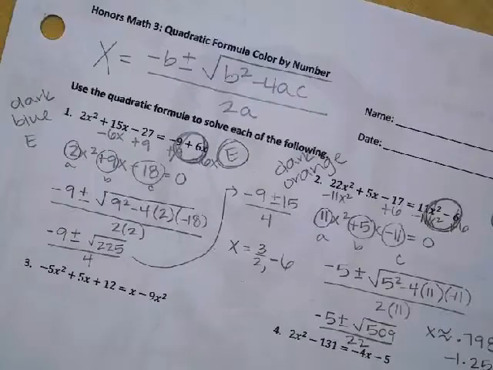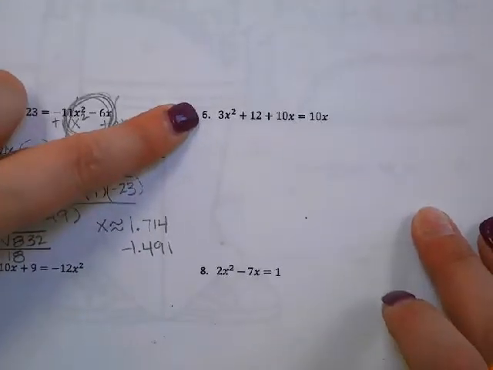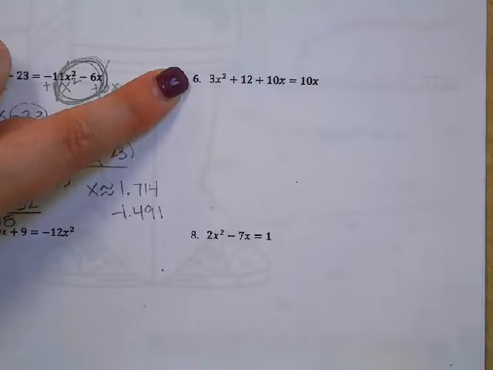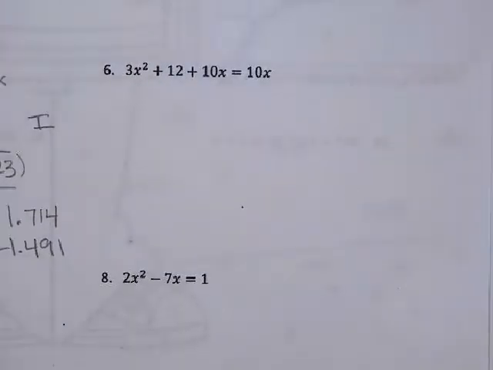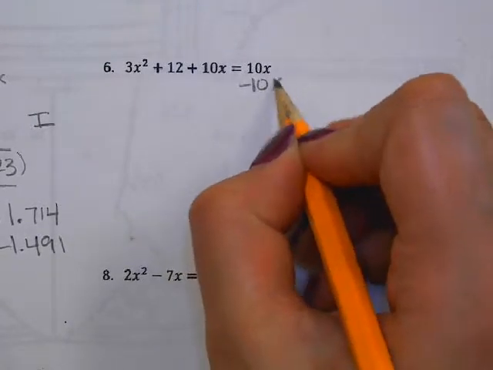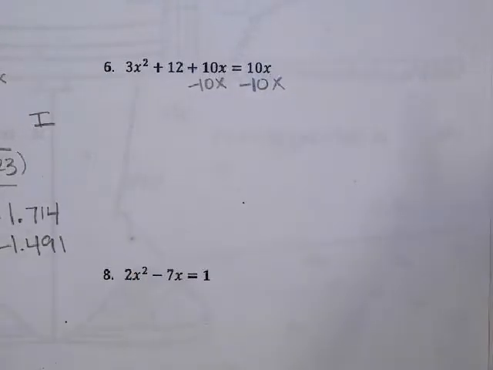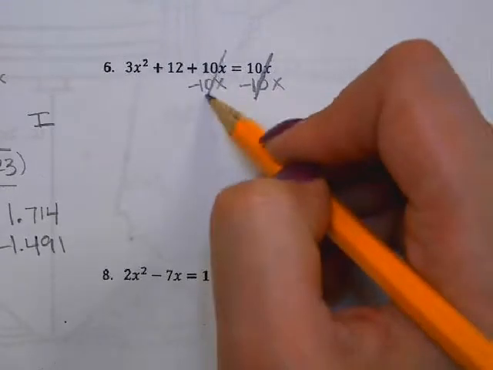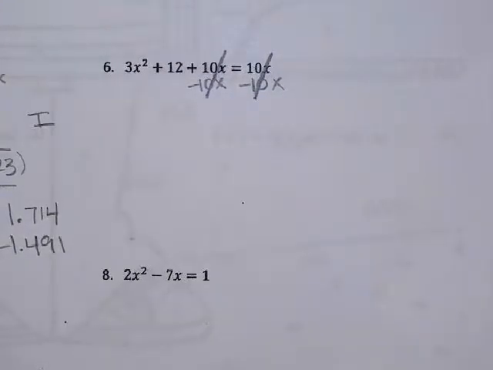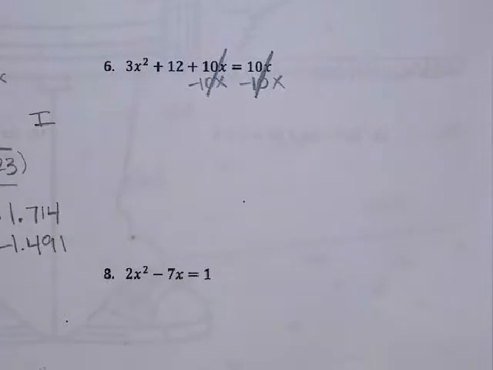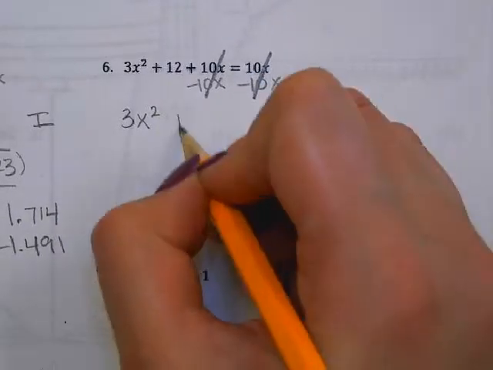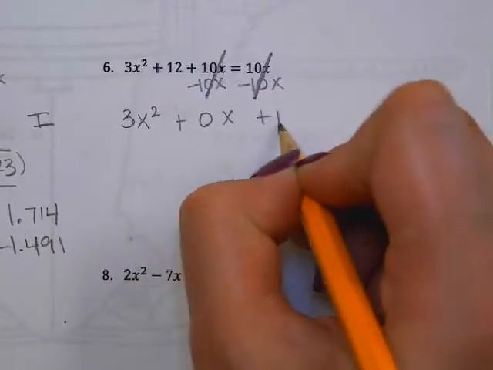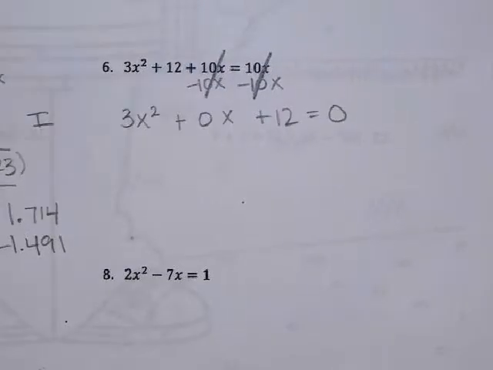I do want to direct your attention to number 6. I'm not going to do the problem for you, but something weird is going to happen. What do you guys see about number 6? Yeah, so we're going to minus 10x and minus 10x to make it equal 0, and then the x term is completely gone. We just have 3x squared plus 12. That makes a lot of people uncomfortable, so I'm going to go ahead and show you what I would do. I would say 3x squared plus 0x plus 12 equals 0, and you can still do it.